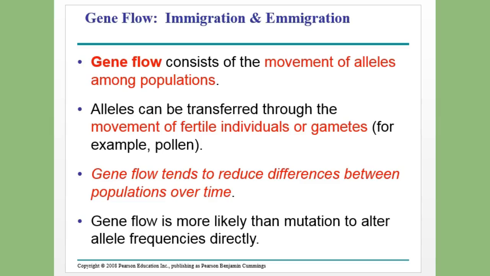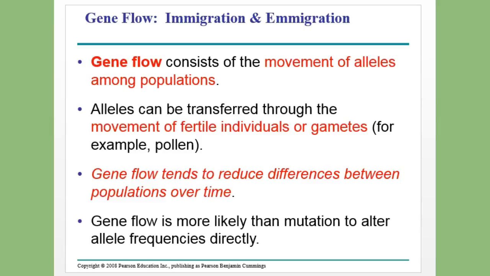Gene flow: you have immigration and emigration, if it helps you to remember it that way. Gene flow consists of the movement of alleles among populations. Alleles can be transferred through the movement of fertile individuals or gametes, for example, pollen. Gene flow tends to reduce differences between populations over time. Gene flow is more likely than mutation to alter allele frequencies directly.